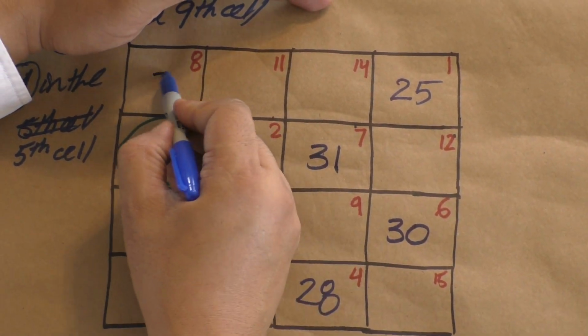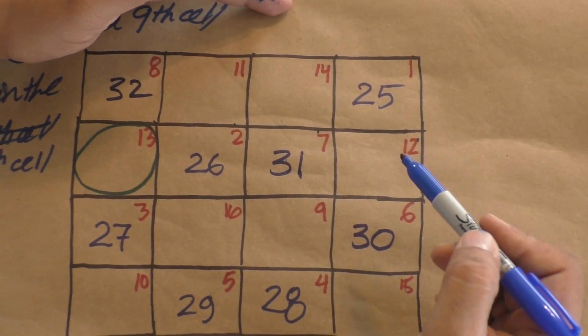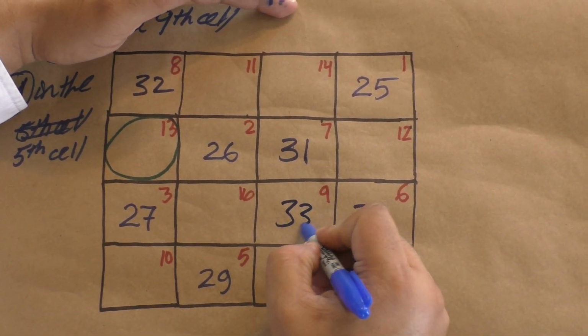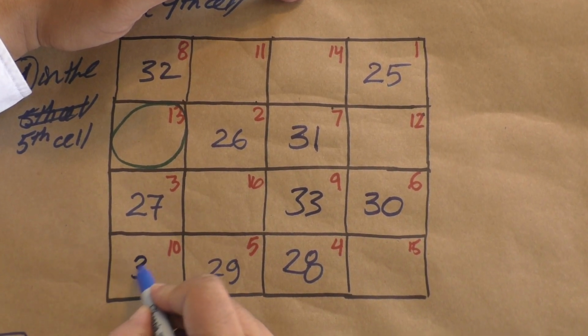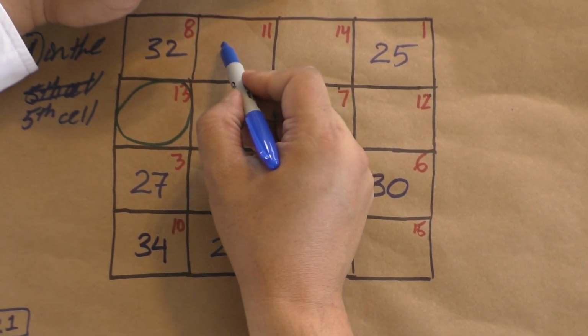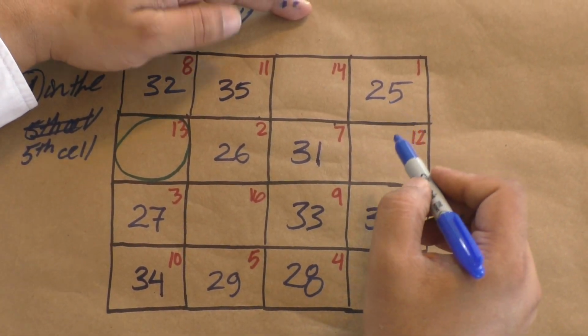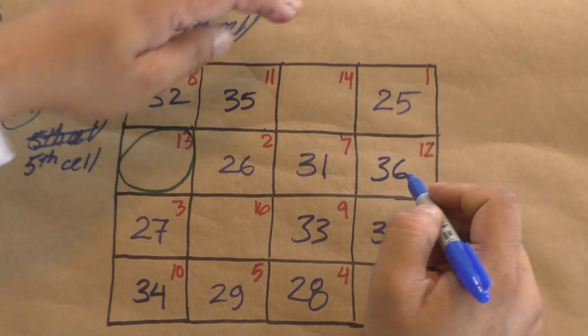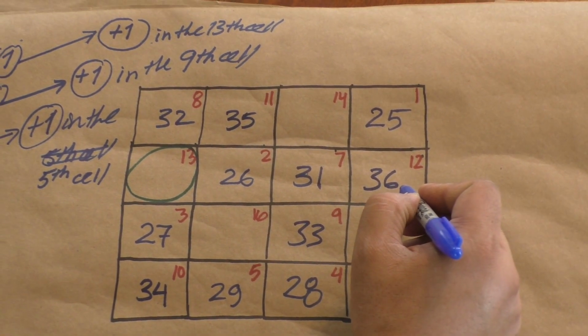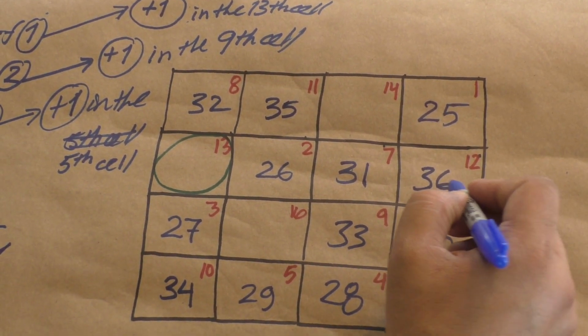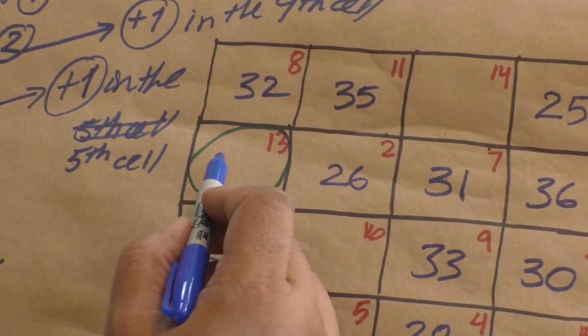31, 32, and 33, 34, 35 in the 11th position, and 36. Now we're in position 12, and we're moving to position 13. So what do you put here?